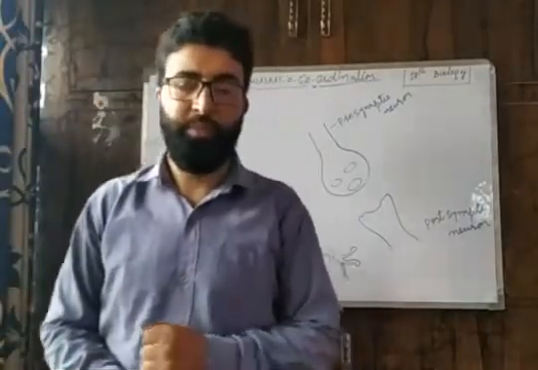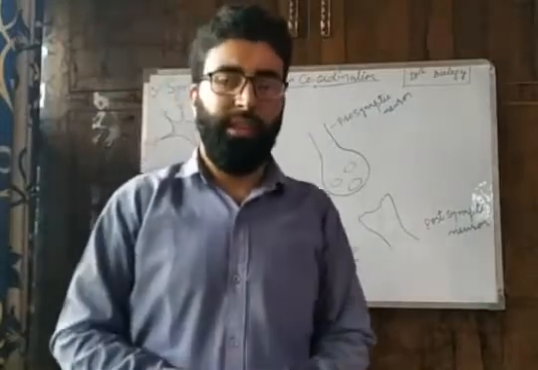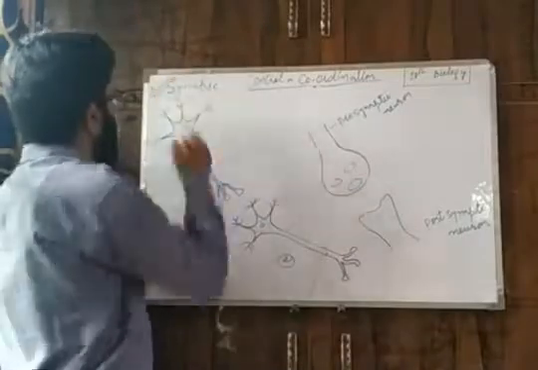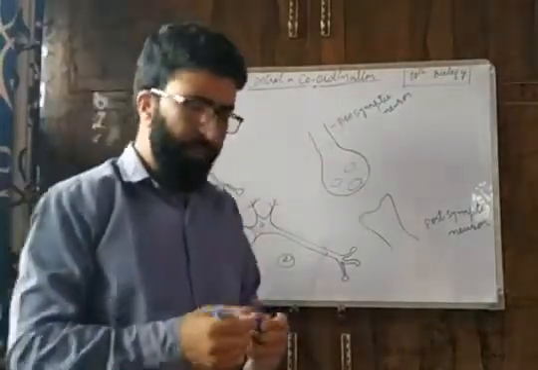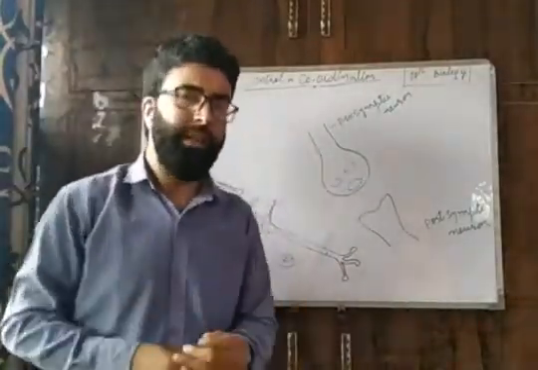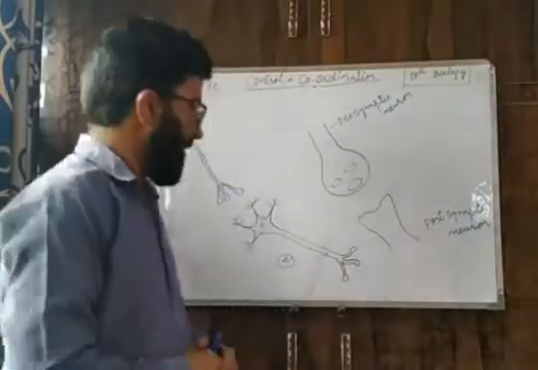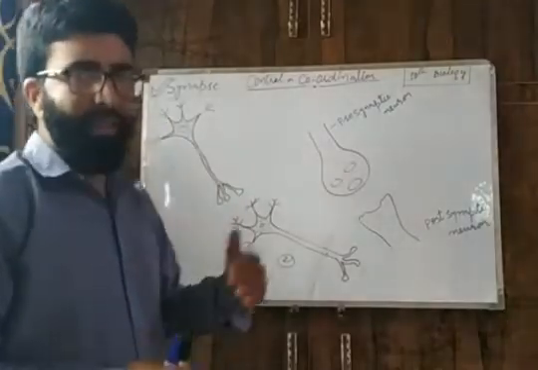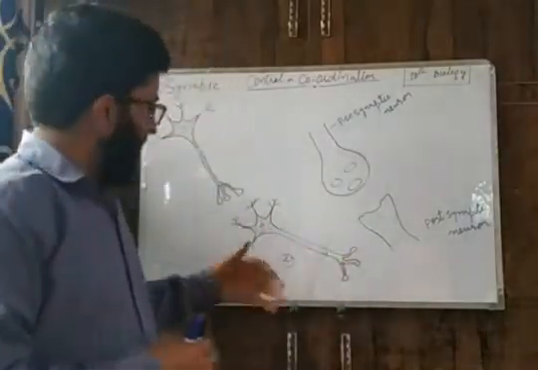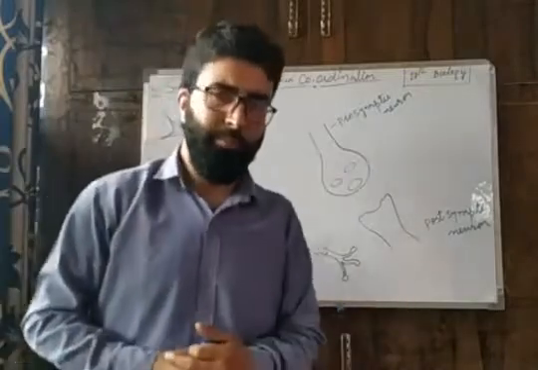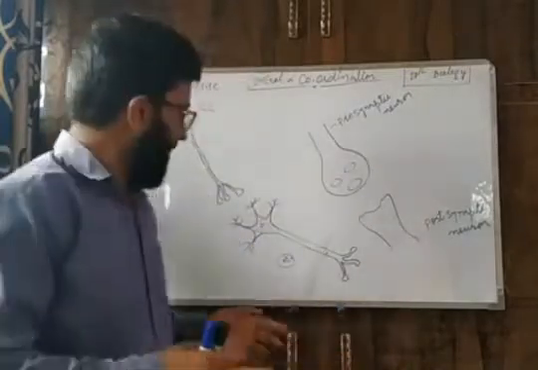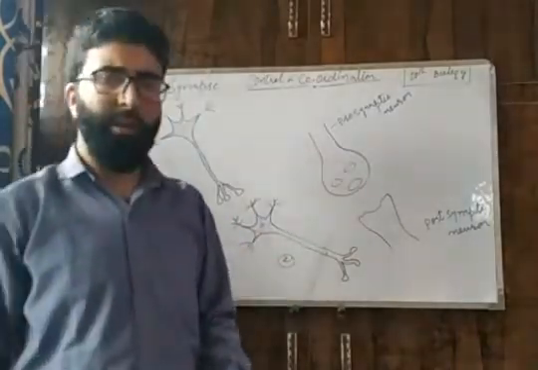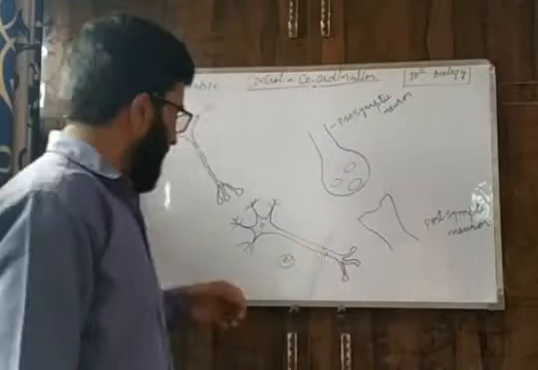Welcome everyone. Today we are going to learn a very important topic which is synapse. What is synapse? In previous classes we learned that a neuron has three parts: cyton, axon and dendrites. The dendrites receive the stimulus or nerve impulse, then convey it to the cyton. Cyton then passes this nerve impulse to the axon.